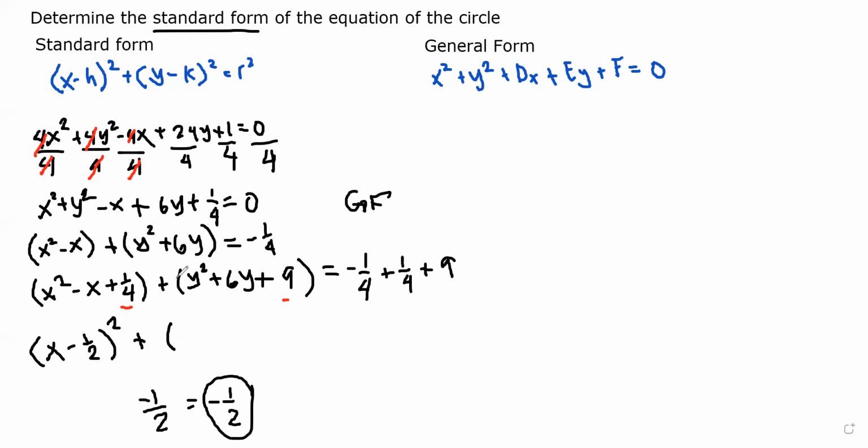And then same process with the second group. So we just copy y. And then 6, we're just going to divide it by 2. And then the quotient is 3. So this will be the second term, plus 3. And then copy the exponent outside the parentheses. Is equal to, now simplify the expression at the right hand side of the equation. So negative 1/4 plus 1/4 plus 9, we can cancel negative 1/4 and 1/4. The remaining will be 9.